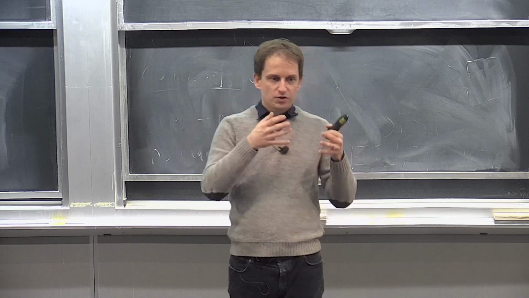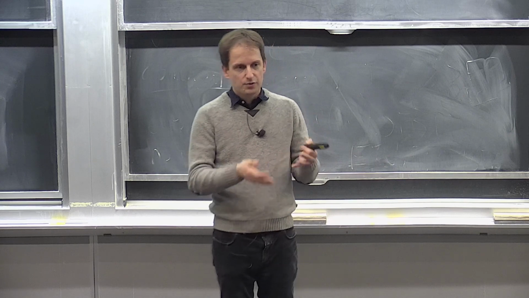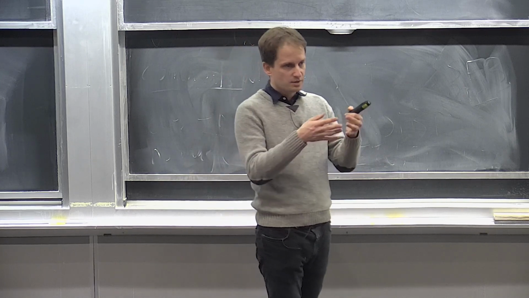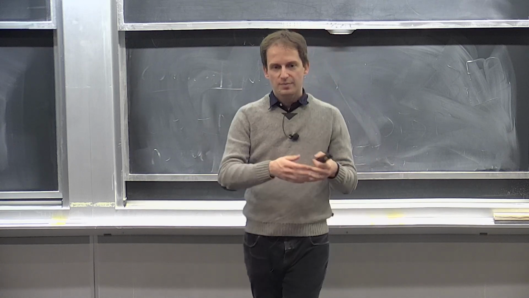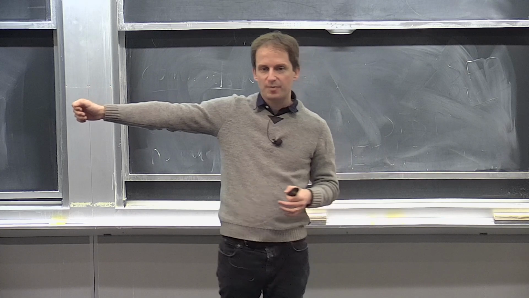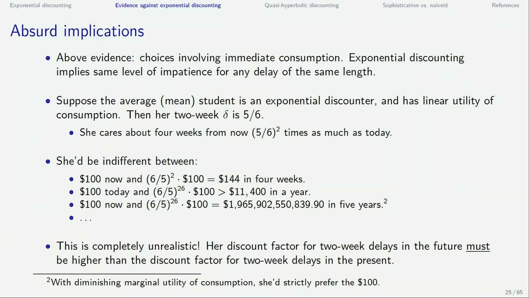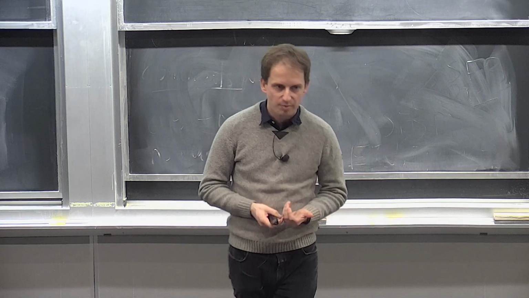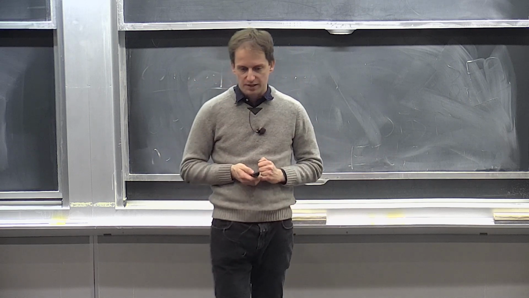The reason being that we assume that the discount factor is constant, and then essentially if you are reasonably impatient between the present and any time in the near future, like 2 or 4 weeks from now, that must imply that you really, really don't care about what's happening in 5 years from now, and so on. Now, that's completely unrealistic. The discount factor for 2 weeks delays in the future must in some ways be higher than the discount factor for 2 weeks delays in the present. And that's essentially what the quasi-hyperbolic model that I'm going to propose to you in the next class is going to try and explain.